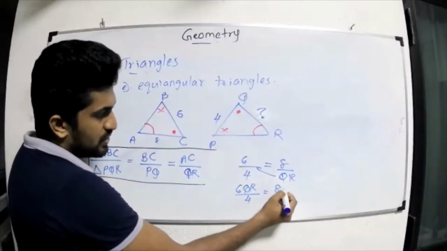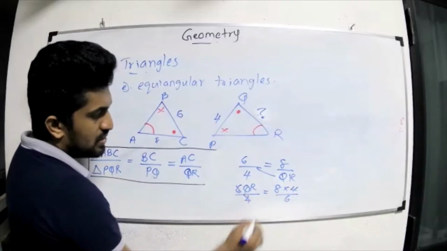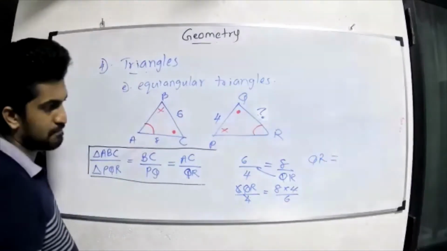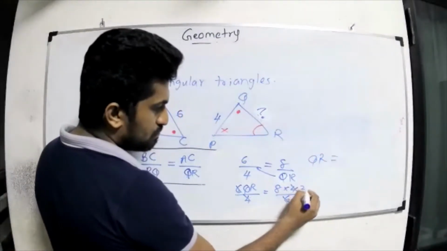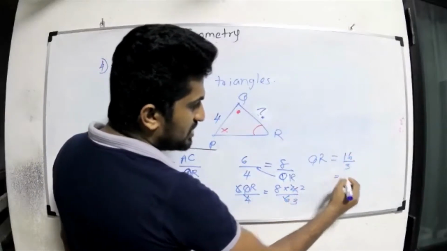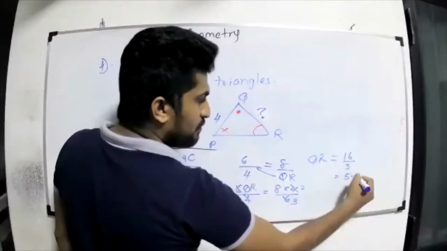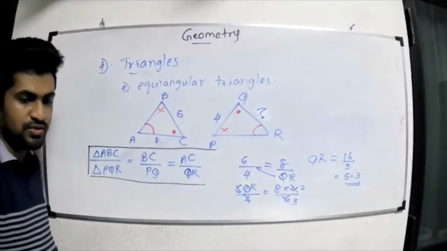You have to shift 4 there, 6 here. Then QR equals how much? QR equals 16 divided by 3. That means how much? It is like 5.3 something. Then you can find the unknown. You can find the term they ask to find.